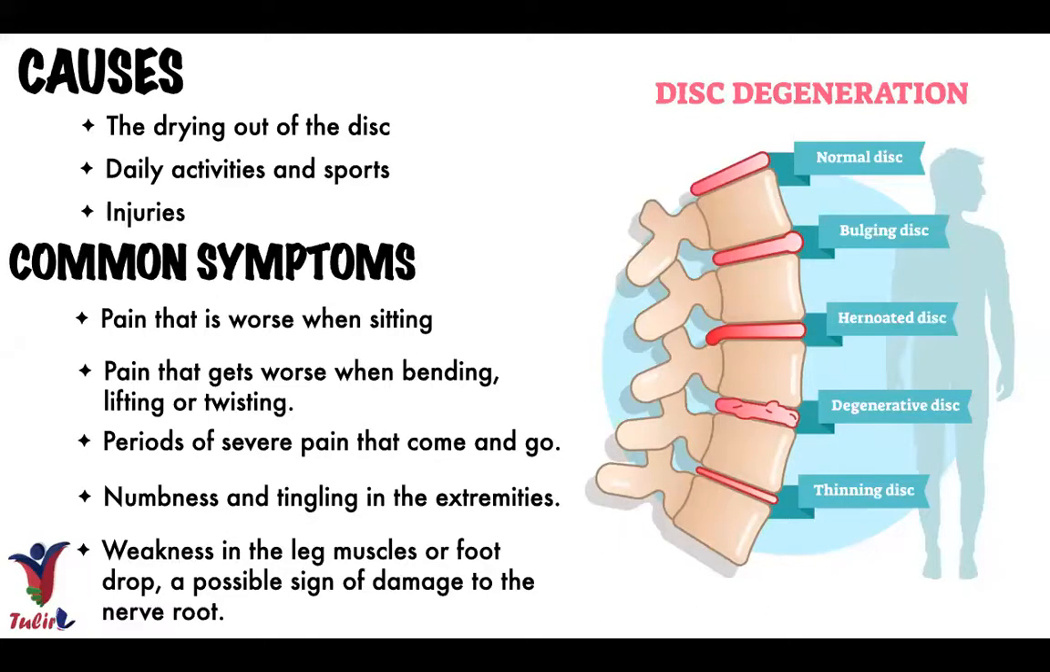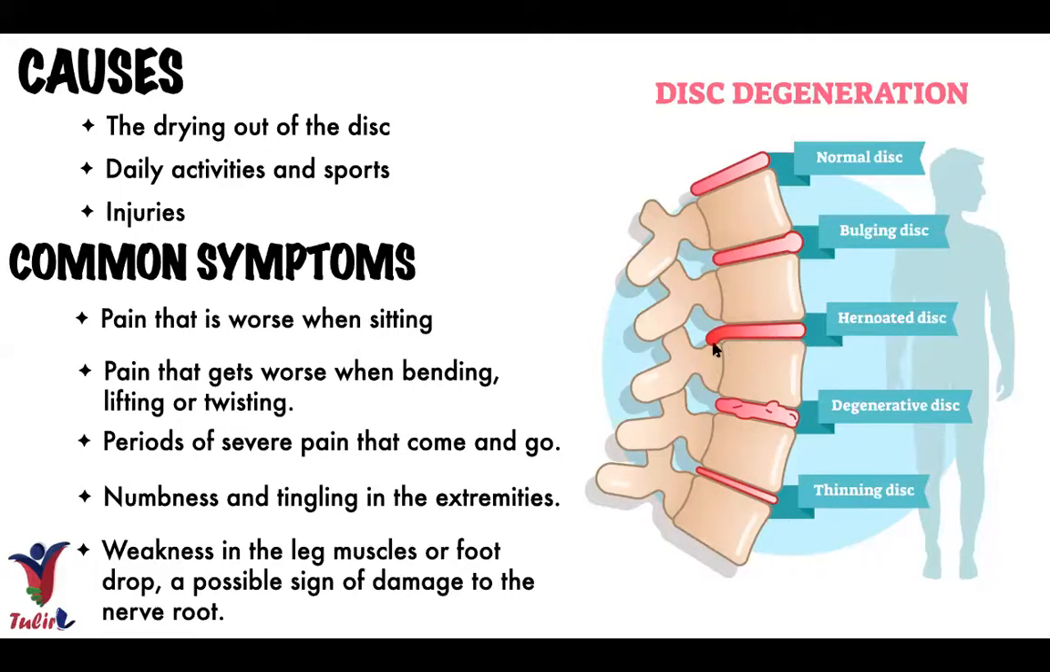So there are some problems which arise over time. That is called disc degeneration. You can see a number of problems which arise. This is a bulging disc. This is a herniated disc. This is a degenerative disc, and this is thinning of the disc. In the bulging disc, what you can see is the inside gel-like part bulges outside due to the pressure. There are various causes. We'll discuss that.